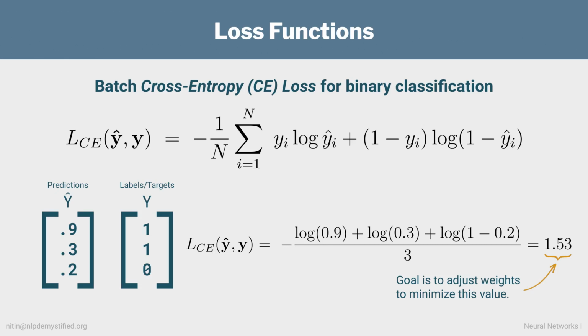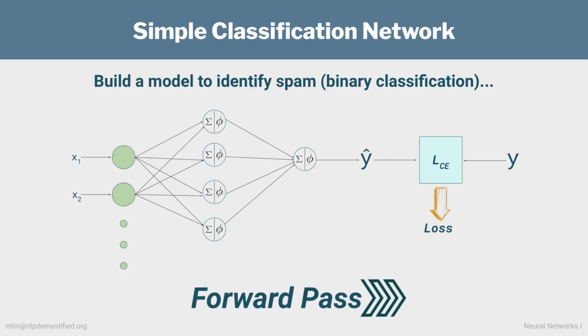And at a glance, we can tell the first and third predictions are pretty good, but the second one was off. So going back to our binary classification network, we can plug in a cross-entropy loss function that would enable doing forward passes on our network.